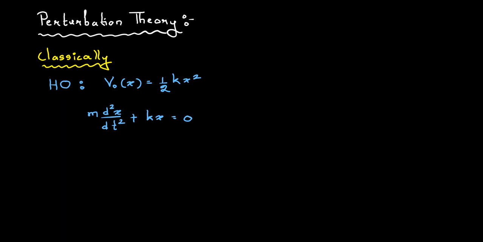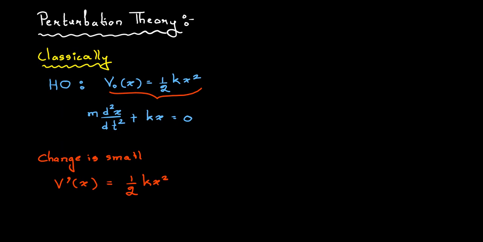Now the idea is the following: is it possible that we change the potential under which the harmonic oscillator is moving very slightly? So the change is small. Instead of V0, let's take some potential V prime x, which is the new potential under which the harmonic oscillator is going to move. Let the old potential be as it is, and we just add a very small term epsilon x cube. Now epsilon is so small that it almost tends to 0.